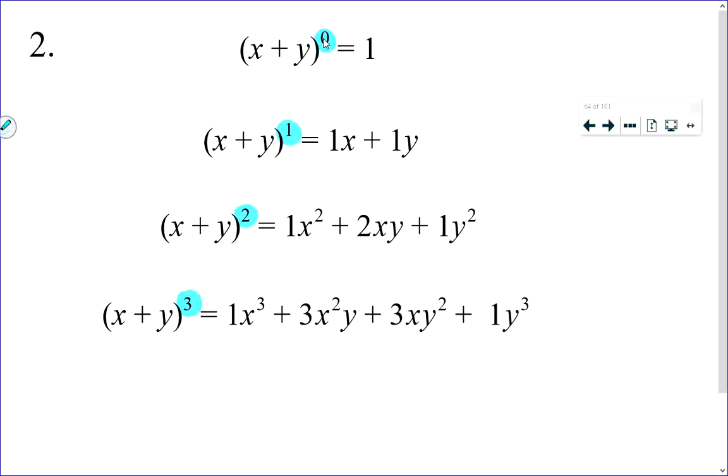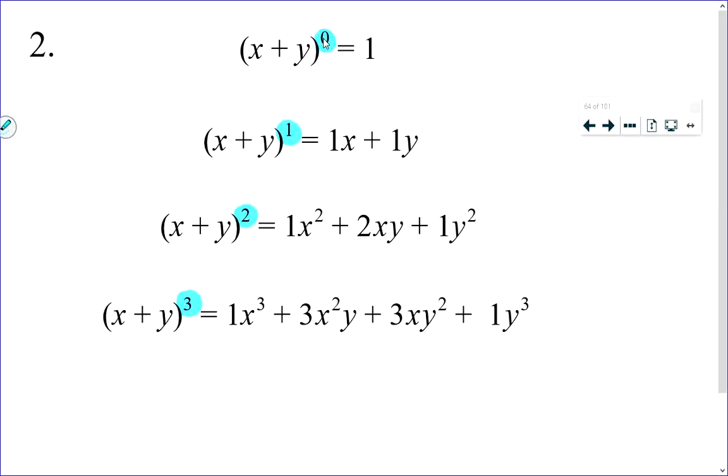You don't need to write this down because this is in your notes on the next page, which we'll get to. The number of terms in the expansion of x plus y to the n will be 1 more than n. Let that sink in. If I said how many terms are in the expansion of x plus y to the 12, there would be 13 terms.